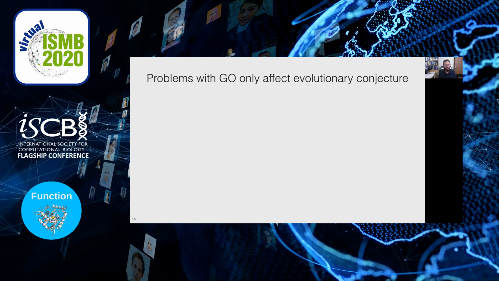And this is a really important distinction because the problems with the GO terms, the annotations that I've mentioned, only affect the evolutionary conjecture, right? So GO annotations aren't equivalent across species. People use different terms across species, but that doesn't affect the function prediction conjecture because all I want to do is have accurate function prediction.